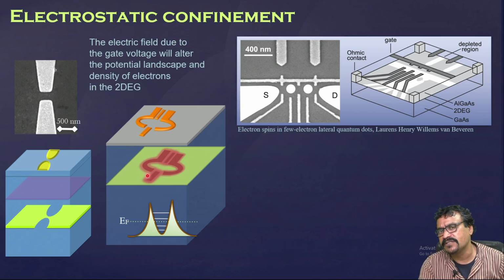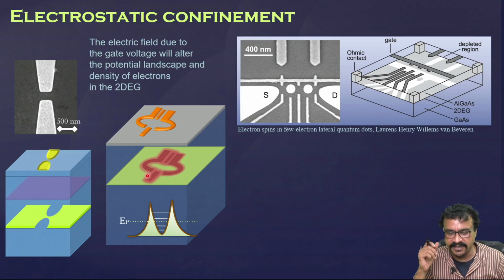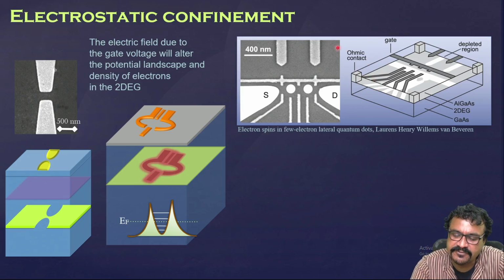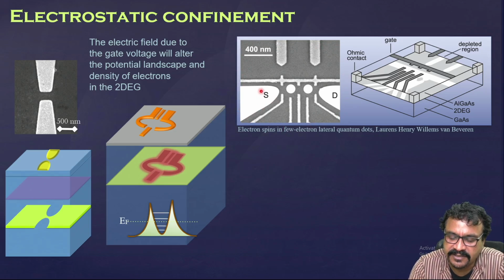This is how all these dots which are used for this research are made. In this case, for example, I have a two-dimensional electron system, and this region will define source and drain, and these are the thin metal gates. When I apply voltage onto all of these, I will get a quantum confinement of electrons into these two regions.